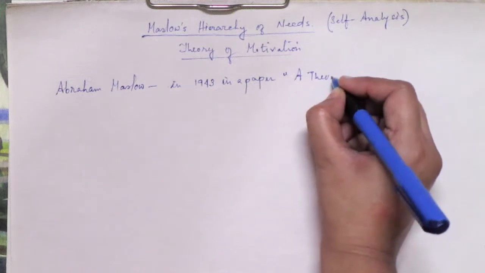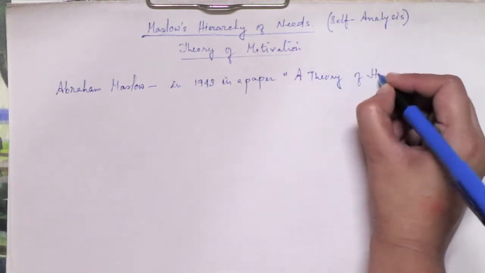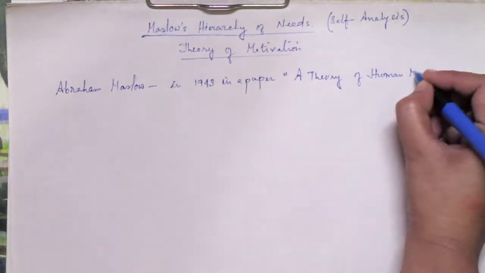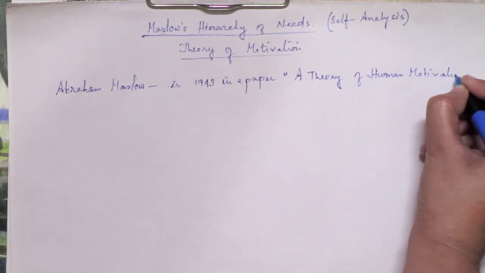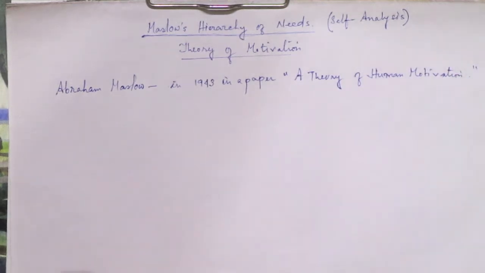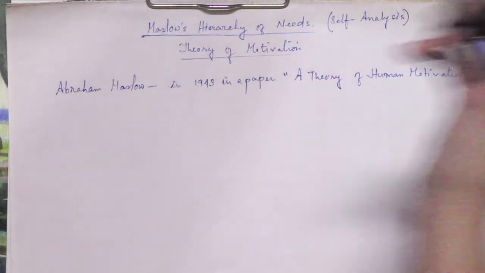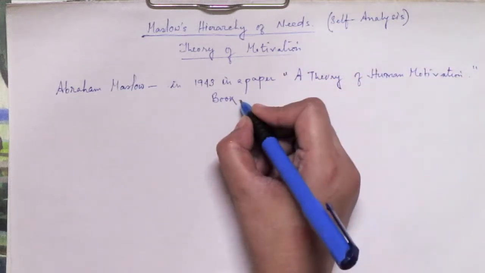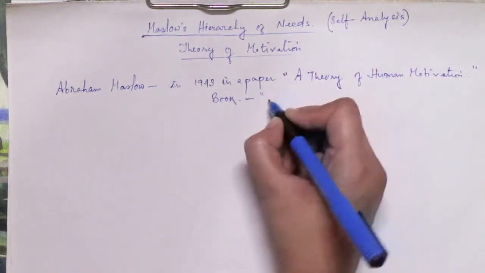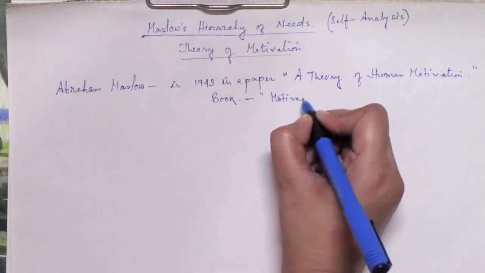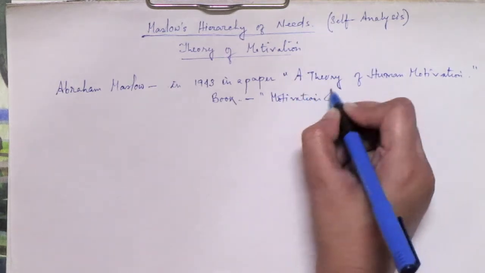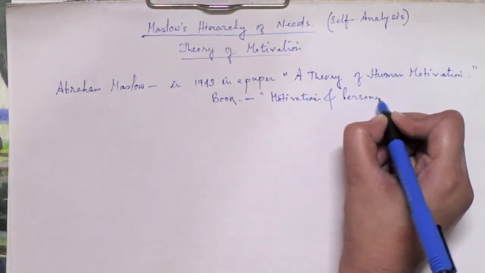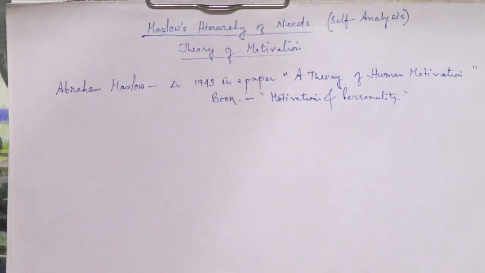So this was the name of the paper that he published. And where did the paper get published? In his book. The name of the book where the paper got published was Motivation and Personality. In this book it was published.